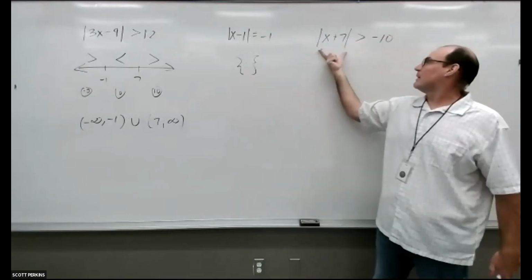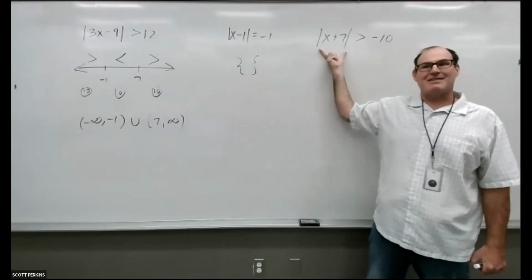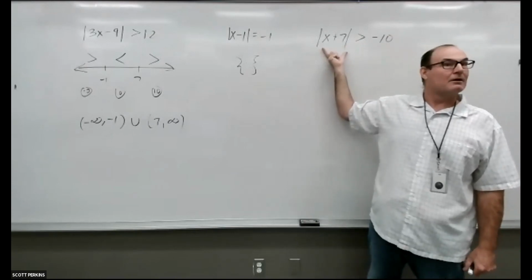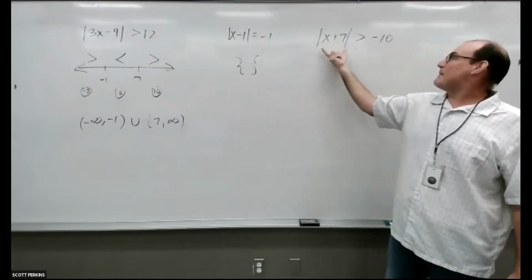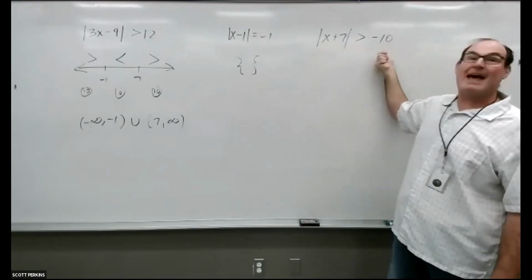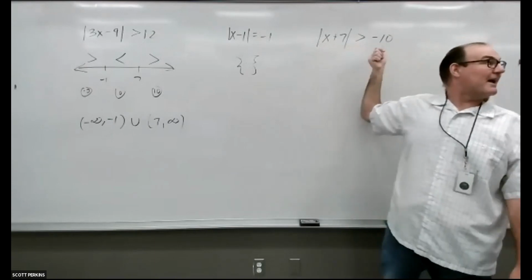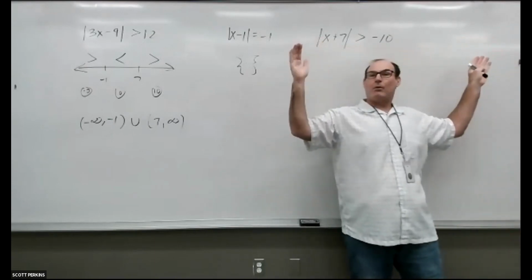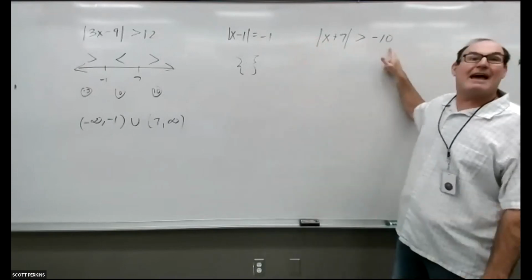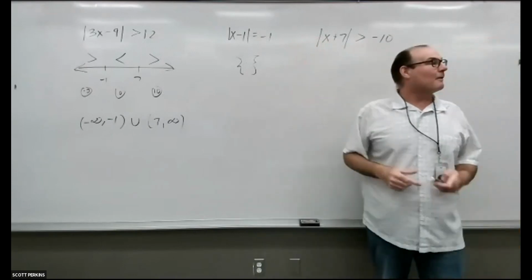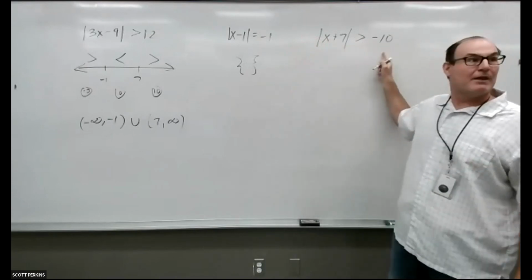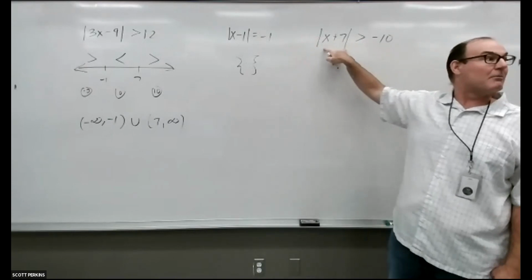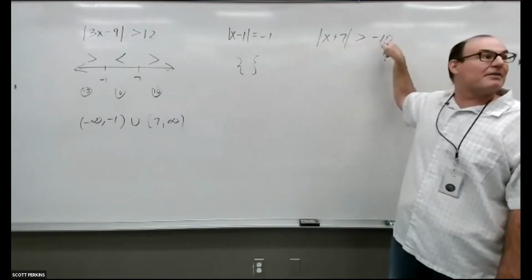On the left, absolute value of x plus 7, this is always going to be what kind of number? It's always going to be a positive number. So when is a positive number bigger than a negative 10? Always. Any positive number. Throw out a positive number. 0.1. 0.1 is bigger than negative 10. It does not matter. So this is always true because we have a positive number or 0 on the left. That's always going to be greater than negative 10.